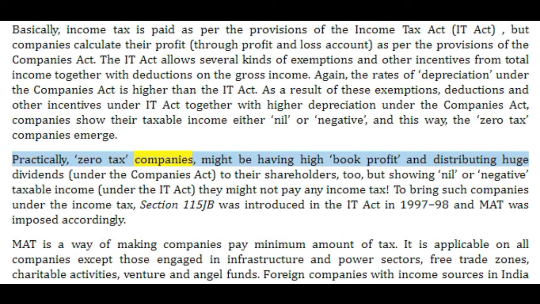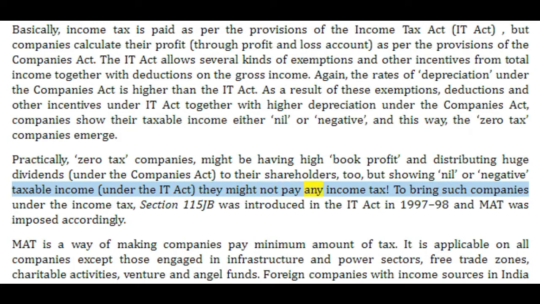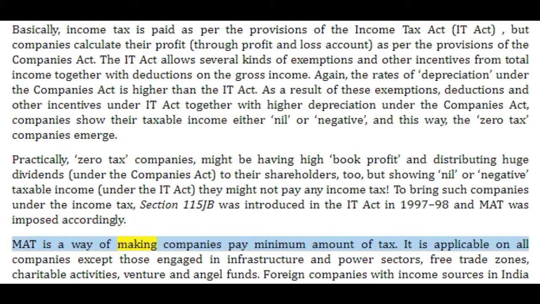Practically, zero tax companies might be having high book profit and distributing huge dividends under the Companies Act to their shareholders too, but showing nil or negative taxable income under the IT Act. They might not pay any income tax. To bring such companies under the income tax, Section 115 JB was introduced in the IT Act in 1997 to 98, and MAT was imposed accordingly. MAT is a way of making companies pay minimum amount of tax.